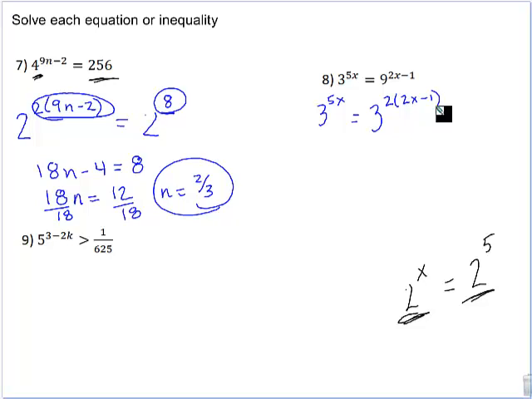Now our two base numbers are both 3. So what can I do with the stuff in the exponents? Set them equal. So I would say 5x is equal to 4x minus 2. Subtract the 4x, so x equals negative 2. Is that okay?